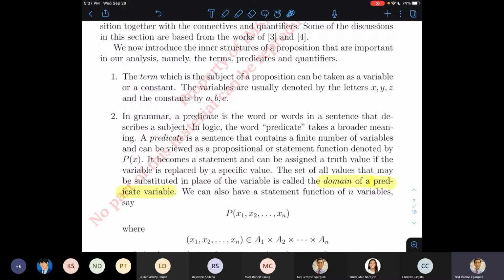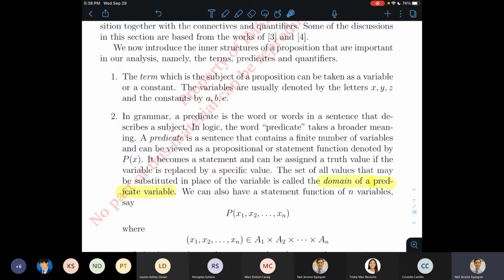In contrast to saying all Filipinos are national heroes or are heroes, na napaka-generic nung subject, right? But now we can specify these, and these propositions can also be a variable. Pwede nating sabihin X is a hero, okay? So where X can take some values that we can assign later. So the thing is, the term is what is being described or what is the subject of the proposition.